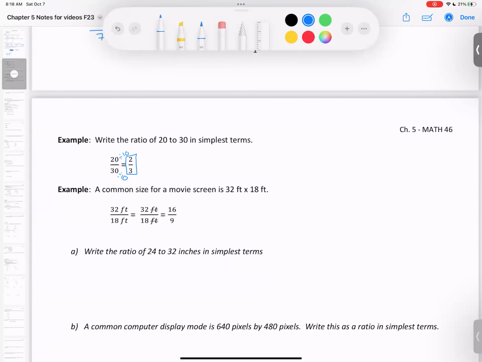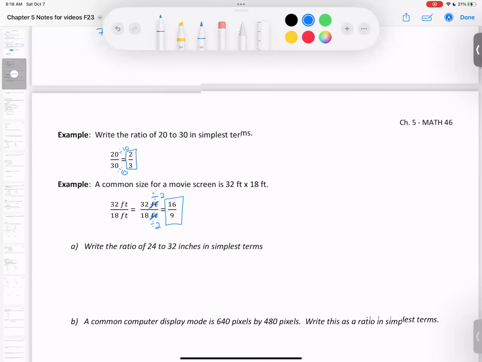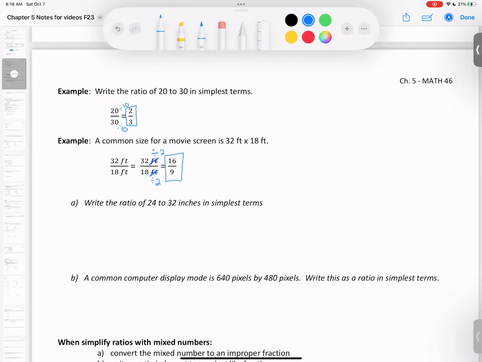Another example, so a common size for a movie screen is 32 feet by 18 feet. So we've got 32 feet by 18 feet. The feet are going to cancel here. And then here you could figure out the GCF if you want to figure out what the greatest factor is. Here, it's a 2. We can divide both of those numbers by 2 to arrive at our simplified fraction of 16 over 9. So go ahead and try these next two on your own. Give this video a pause.